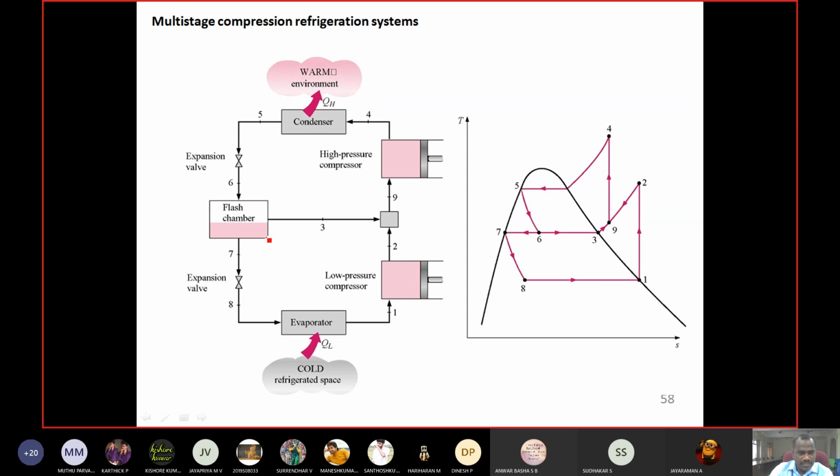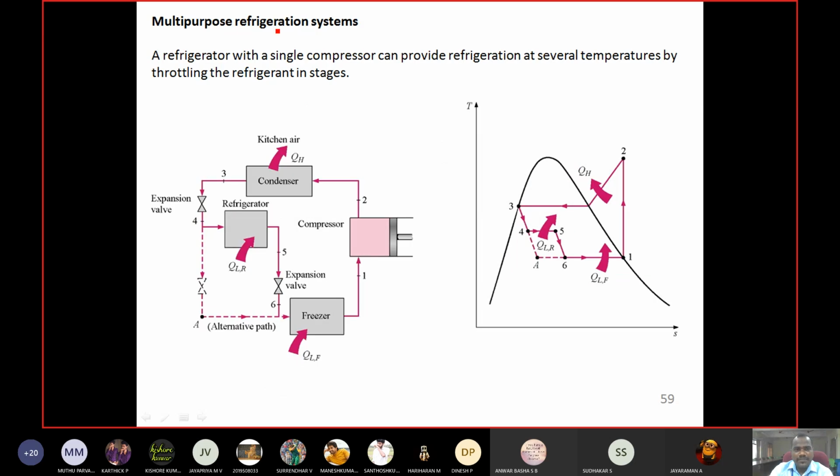So this flash chamber, then here we introduced two expansion valves, right? Because of that also we can get the increased COP. So this is called a multi-stage compression refrigeration system. Here there are two expansion valves, and also there is a flash chamber. Because of these two, we can get the increased temperature. Sorry, increased COP.